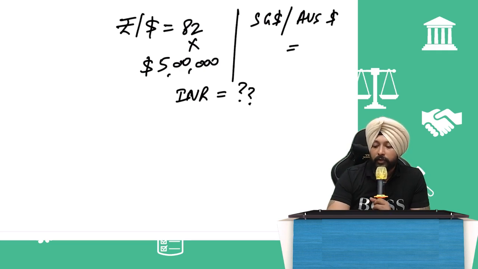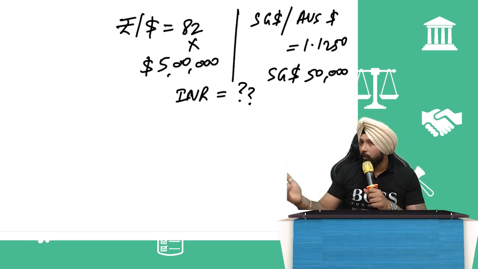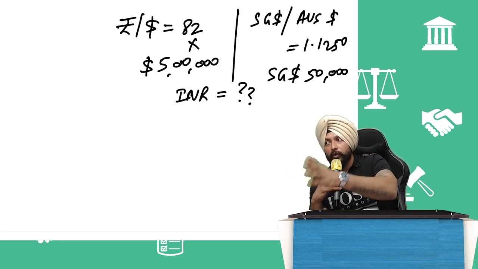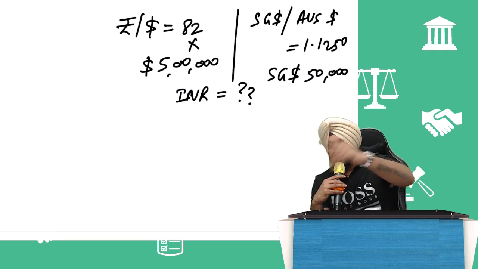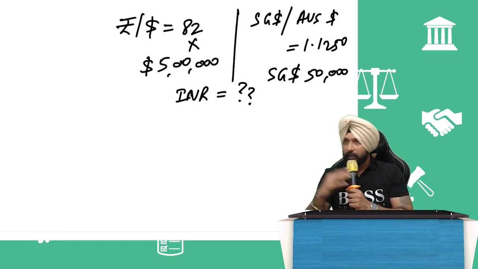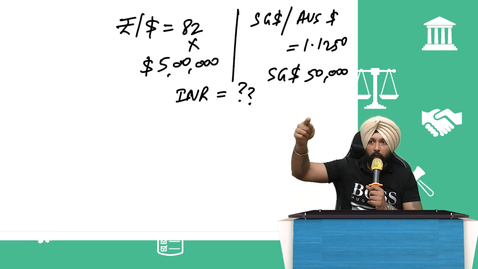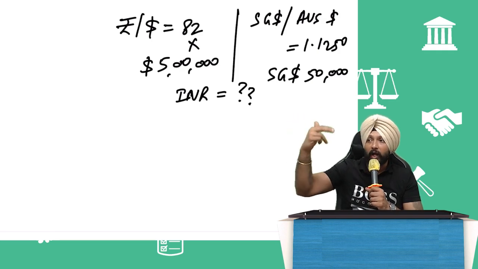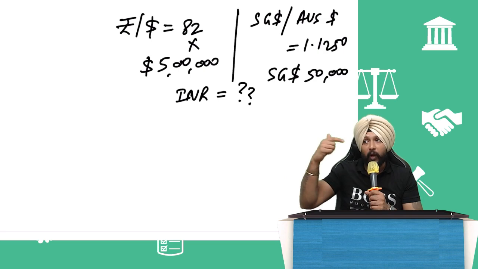Okay, Singapore dollar per Australian dollar is, let's say, given as 1.1250. And now you have Singapore dollars 50,000 in hand and you have to find out how many Australian dollars you will have. So you do your entire maths. Singapore dollar needed for one Australian dollar is greater than one, which means Australian dollar is stronger. You agree with what I said? Singapore dollar needed for Australian dollar is greater than one, which means Singapore dollar is weak compared to Australian dollar. That is why for one Australian dollar, you need more than one Singapore dollar.